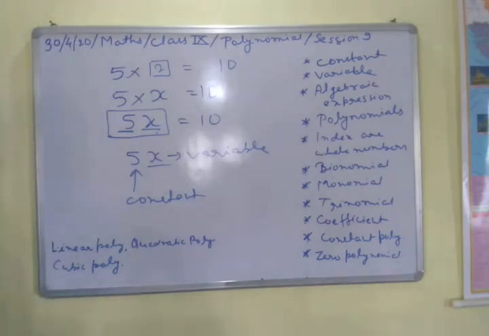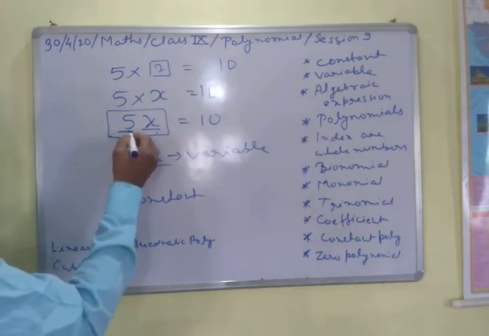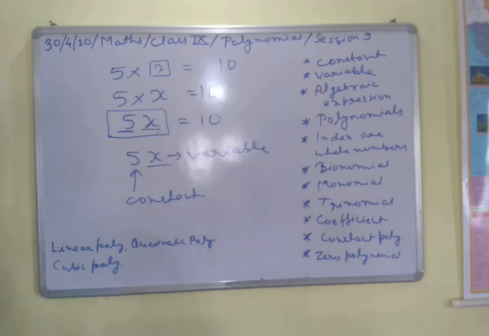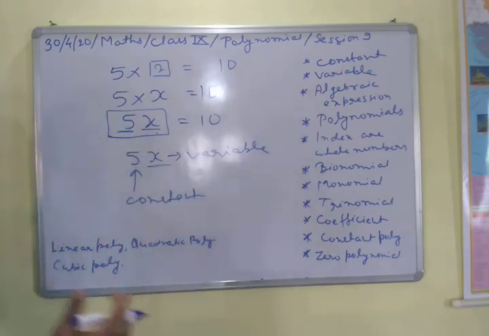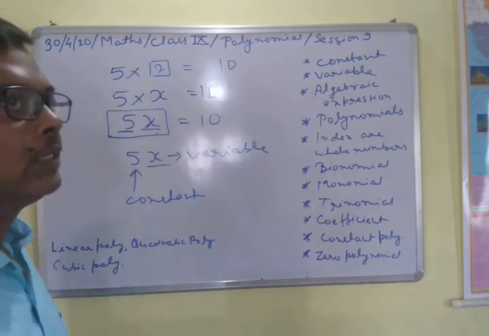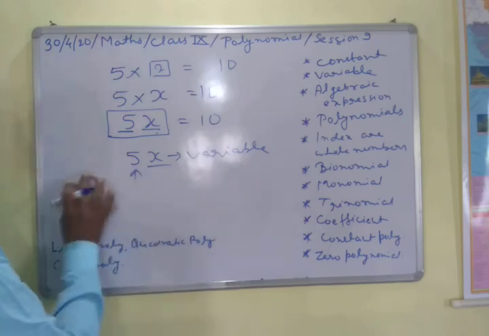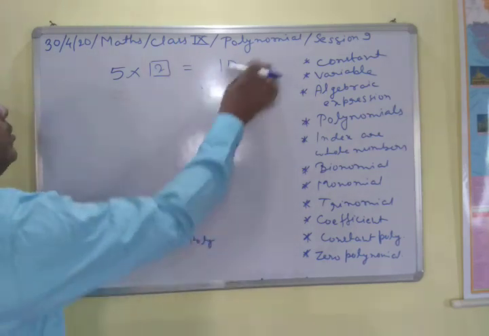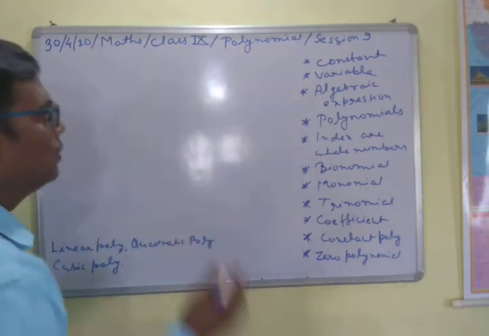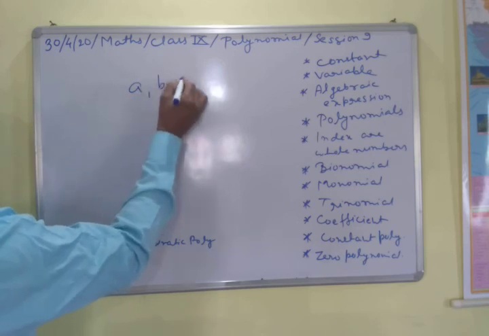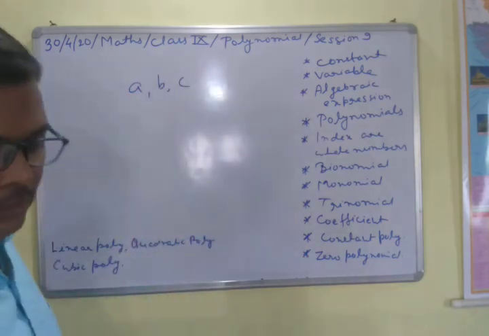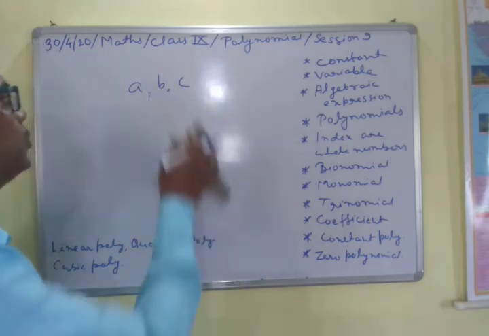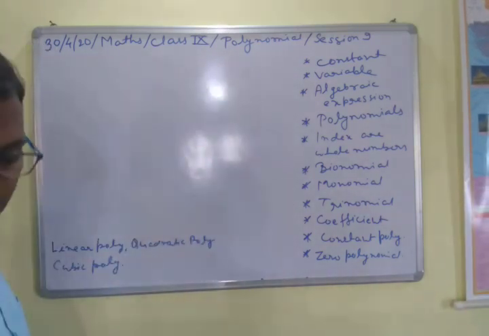Generally, these are the literal numbers, like 1, 2, 3, 4, 5, 6. So these are the constants. But we also use some alphabets as constants in mathematics. They are generally used as small a, b, c. These symbols are generally used as constants in this chapter or in mathematics. So these are the meanings of the constants and the variable.